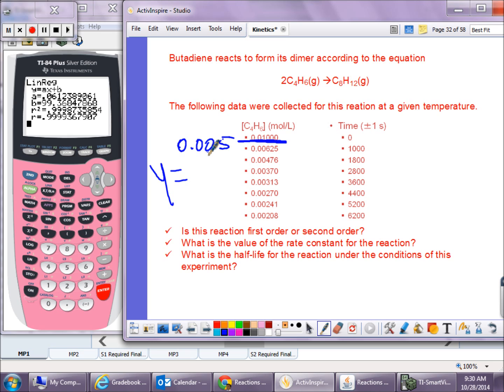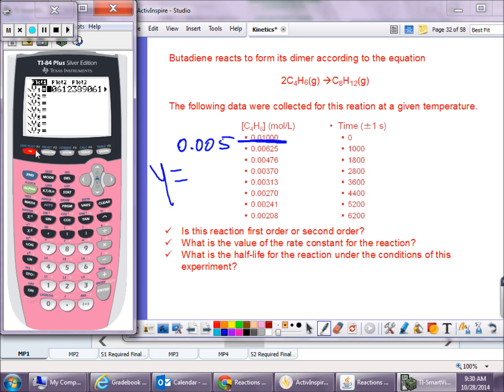Okay, so let's go under Y equals, beside Y2 equals. Why don't we enter 0.005? But because this is second order, what we have in the graph is really the reciprocal of that. And then do the reciprocal of 0.005. Okay, press enter.